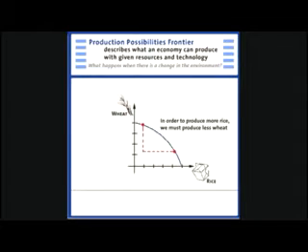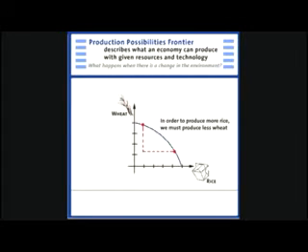Suppose now we change one of those constraints. Suppose we change the technological possibilities in the economy, or suppose we change the resource endowments. In that case, the production possibilities curve will shift.